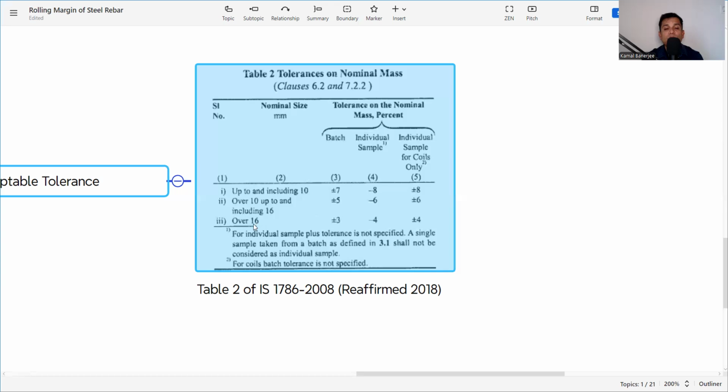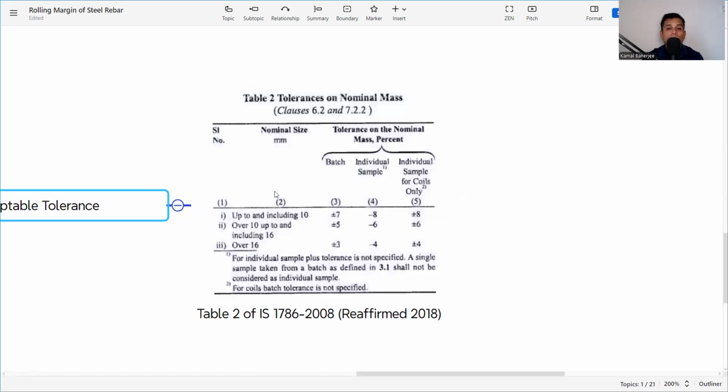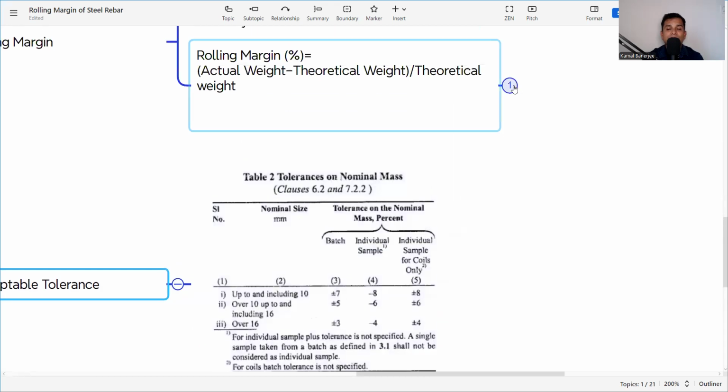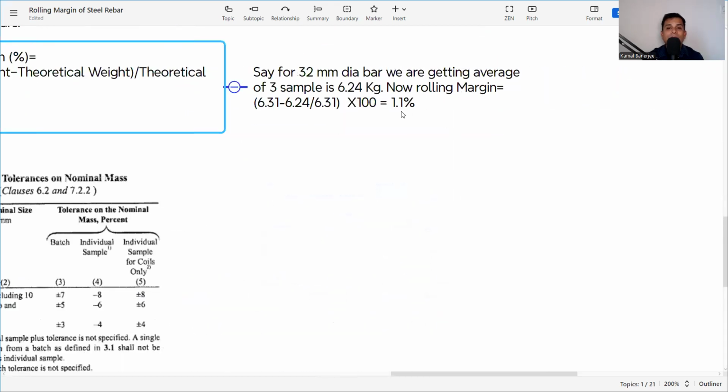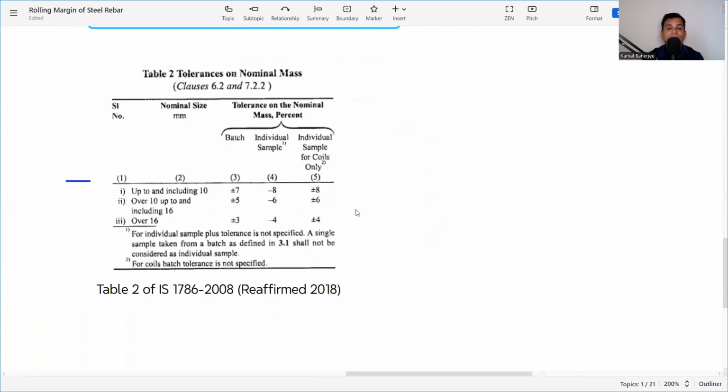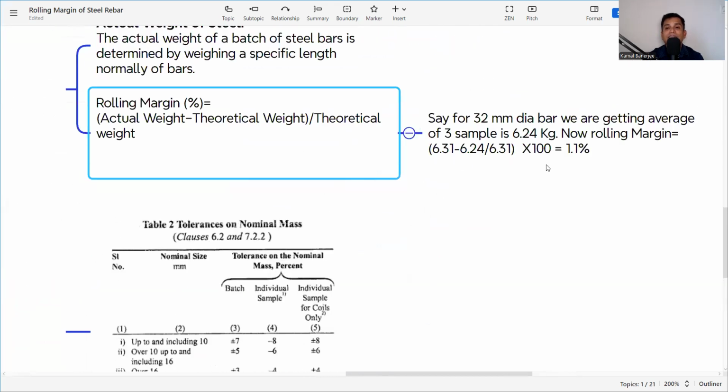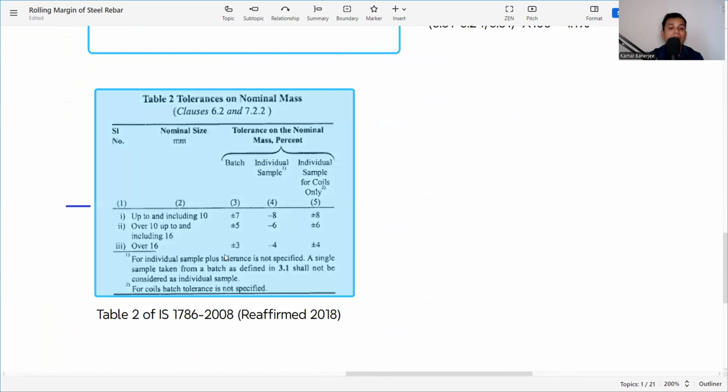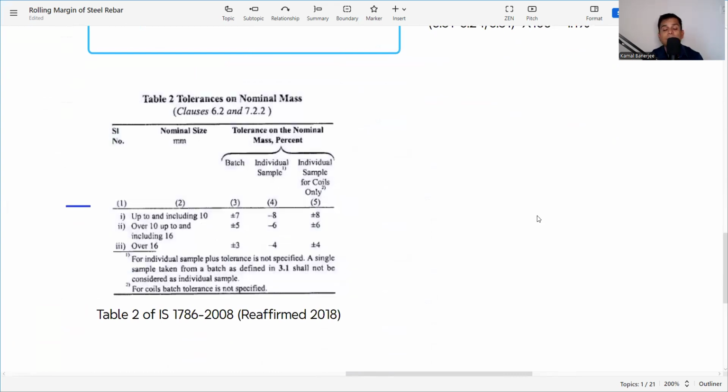Here it says over 16 mm the batch is plus or minus 3%. Whatever we are getting is minus 1.1%. So the batch tolerance is plus or minus 3%, which means it is within the acceptable limit. If it is not within the acceptable limit, we cannot accept it.